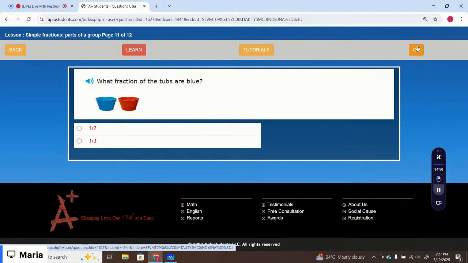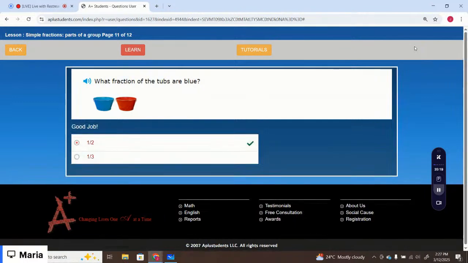What fraction of the tubs are blue? That is 1 out of 2. Option number 1 is the correct option.